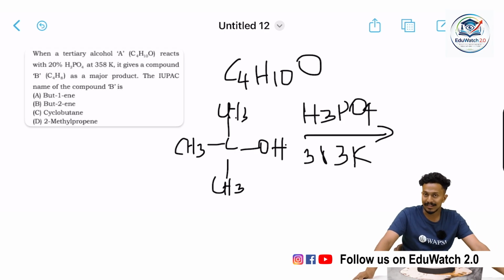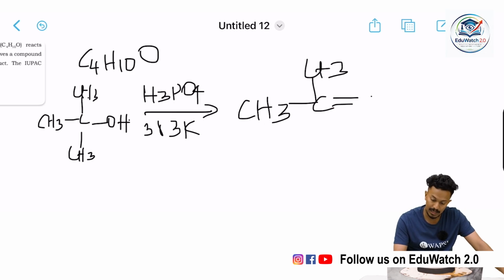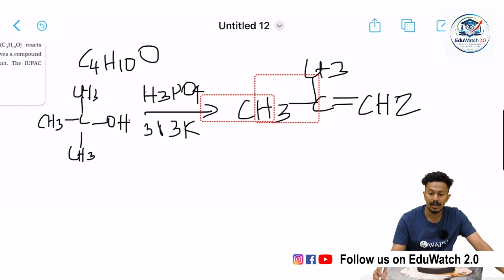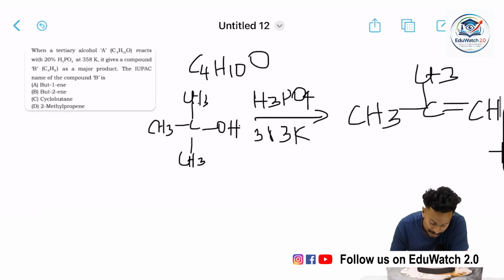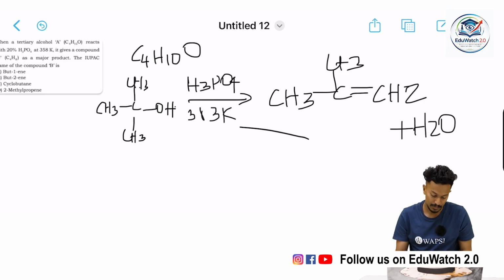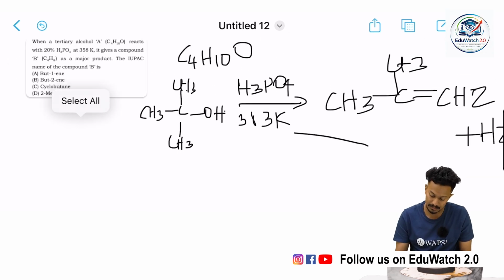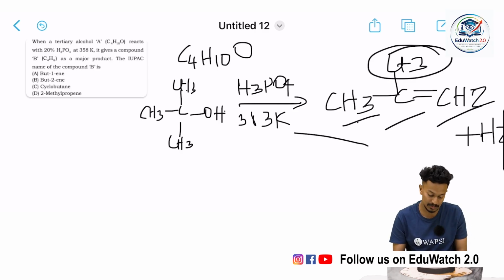By that we could prepare the alkene group, the double bond. This is the alkene that is formed by the treatment of orthophosphoric acid along with water. Yes, this is the reaction. And the IUPAC name of compound B is propene, actually 2-methyl propene. There are 3 carbons in propene and a methyl group at the second carbon. So it is 2-methyl propene.